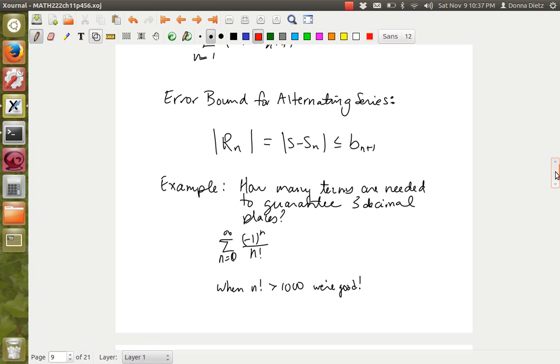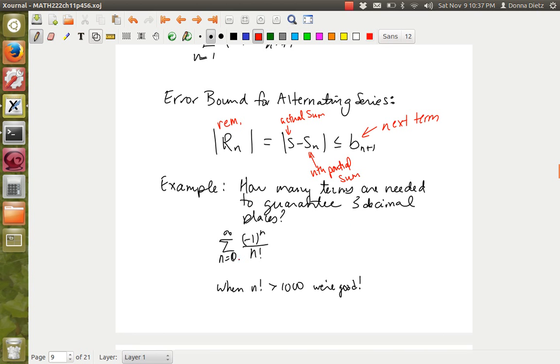What about error bounds? Okay, so we have all this crazy notation. What does it mean? R means remainder. S is the actual sum, and this is the nth partial sum. So the remainder is obviously the actual sum minus the nth partial sum. You don't need a definition to tell you that. And it has to be less than or equal to the next term that's missing. This is all intuitive, and it just looks weird sitting there in a formula. How many terms are needed to guarantee 3 decimal places?